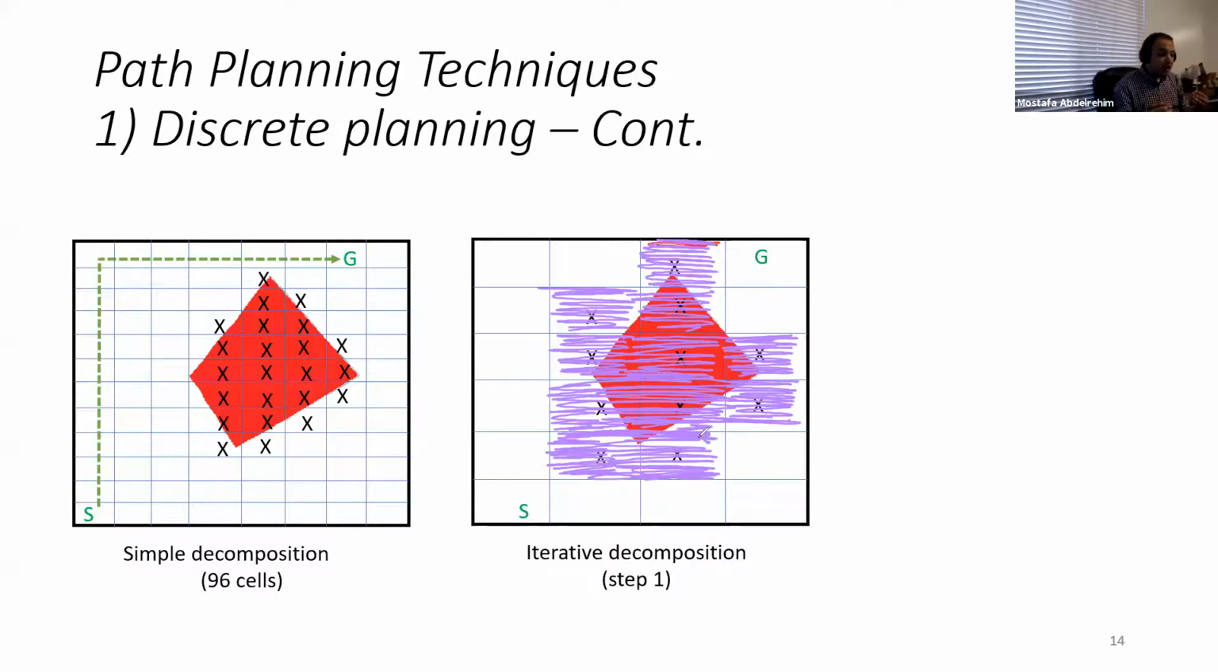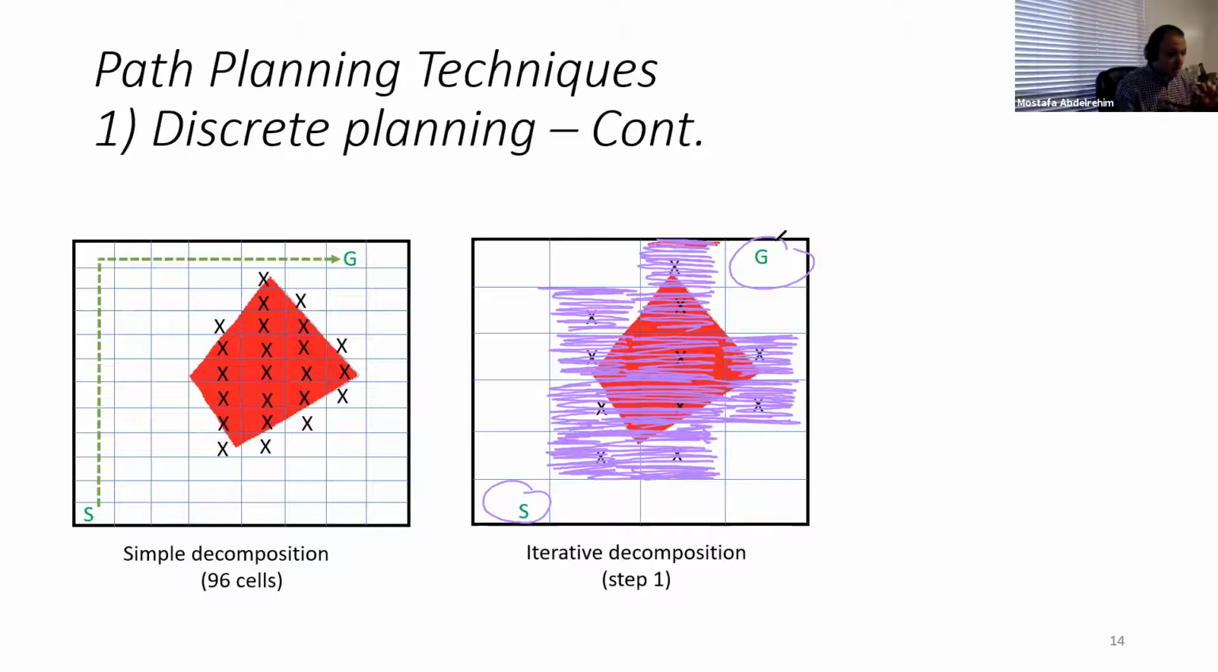Then we try to find a path between the start and the goal based on that meshing or size of mesh. Clearly, we cannot find a path between the start and the goal. So we decided that this cell size was very big. So let's decompose it. But the clever thing here is that we will not decompose all the cells.